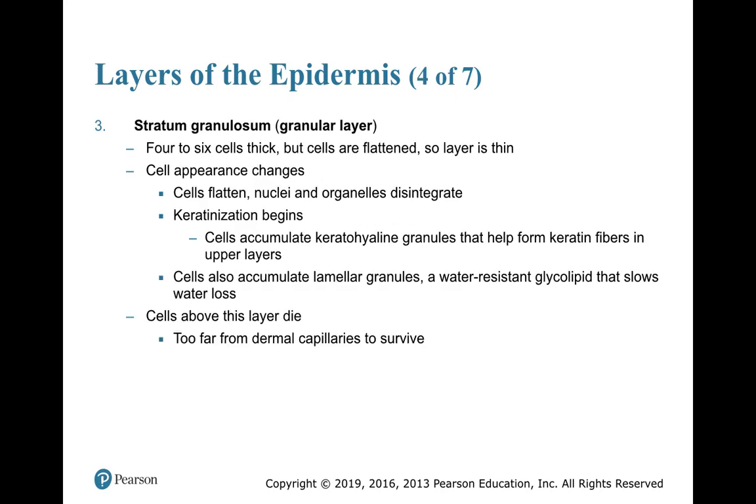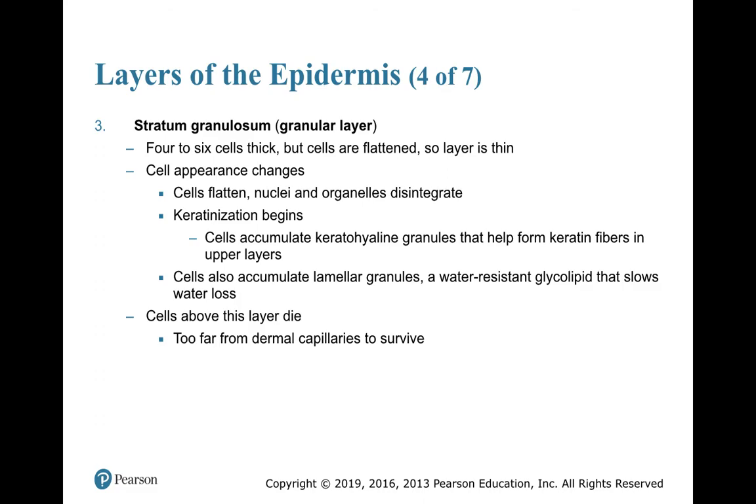Stratum granulosum, or granular layer, it's above those. It's about 4 to 6 cells thick. Cells in this layer are flattened, however, and so the layer itself looks very thin. The cells are changing appearance. They become flattened, as I said. Their nuclei and organelles are disintegrating.